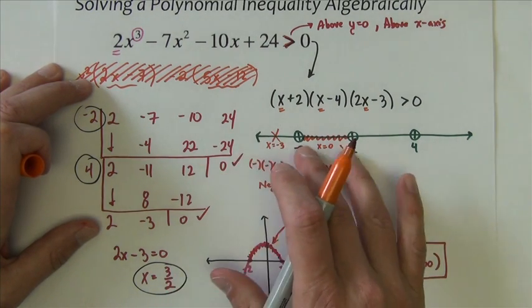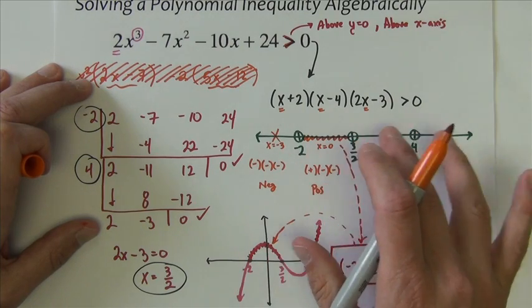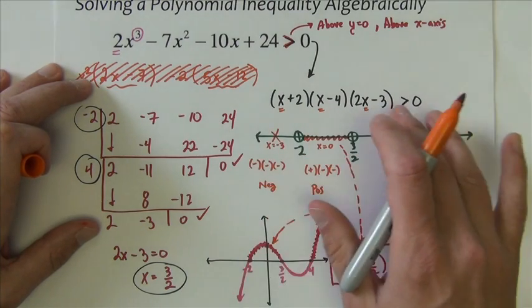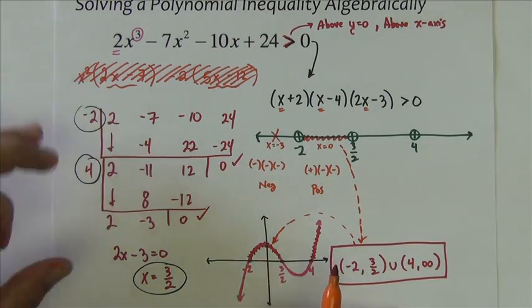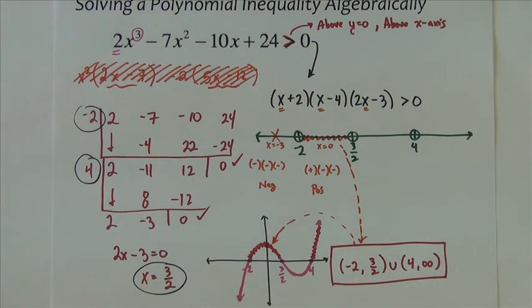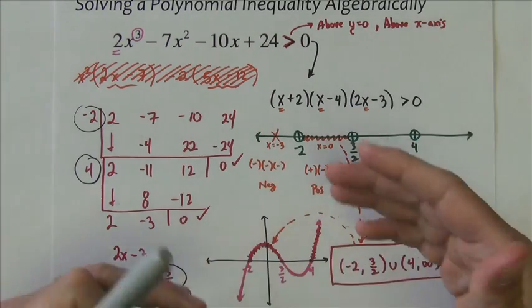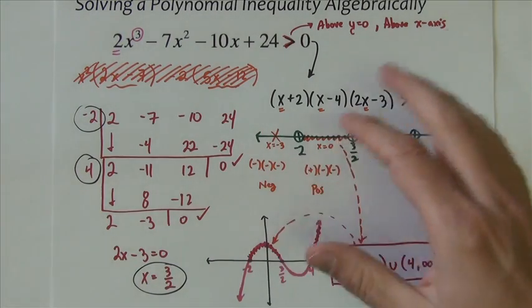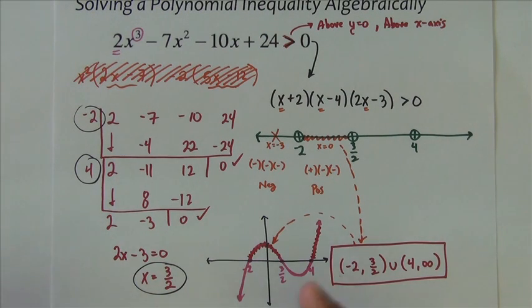So I can continue like this and just pick numbers between these spots, plug them in, and see if it makes the inequality true. So there you go. There's the algebraic approach with a graphical and number line analysis, kind of two ways to finish out that problem. Neither is more correct than the other. They both work just fine.